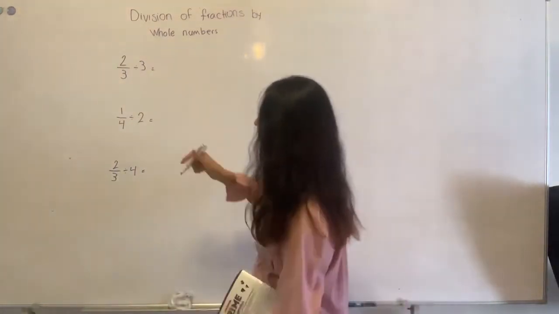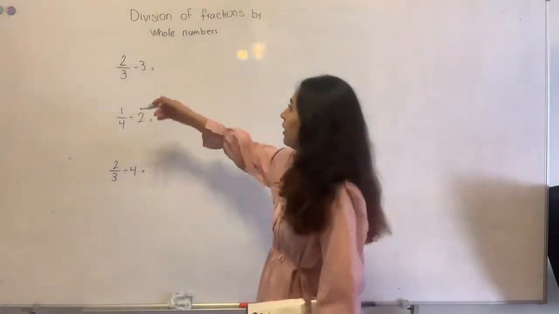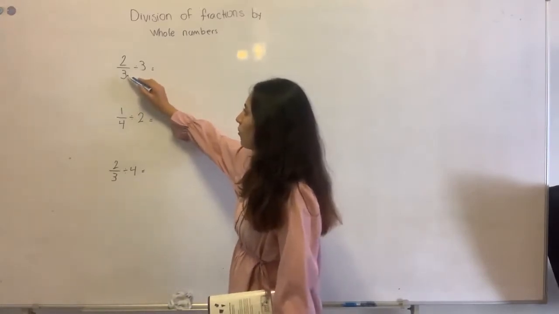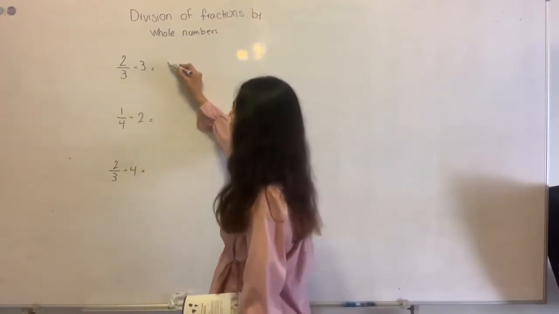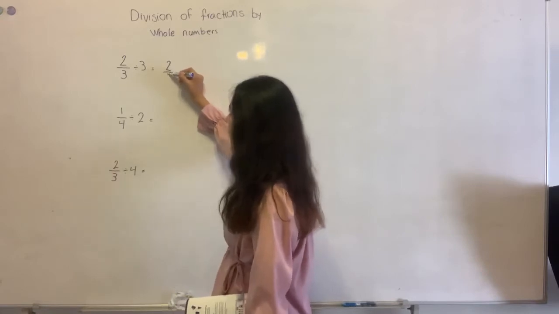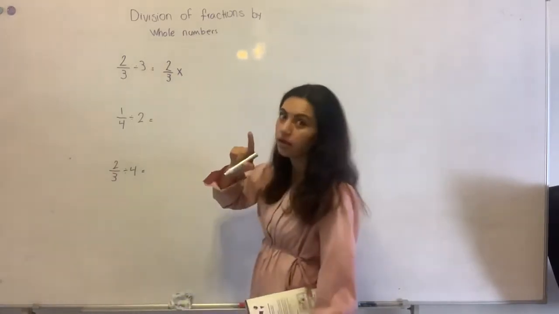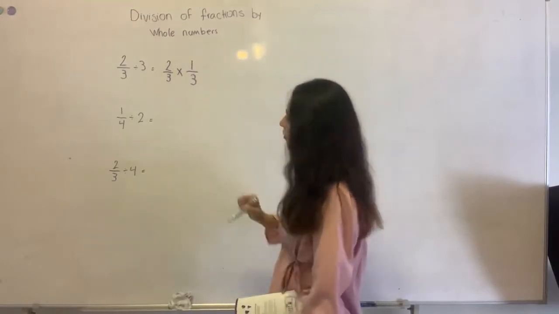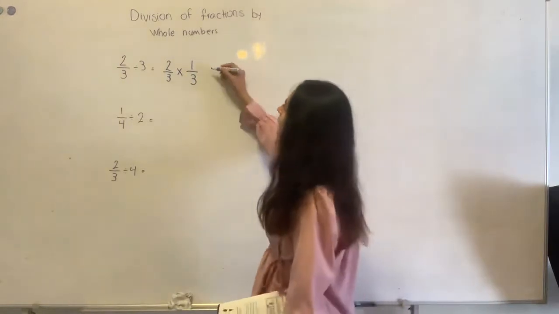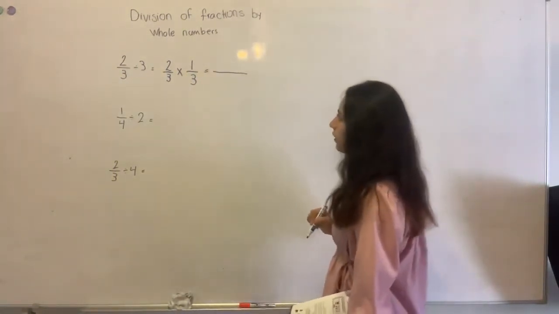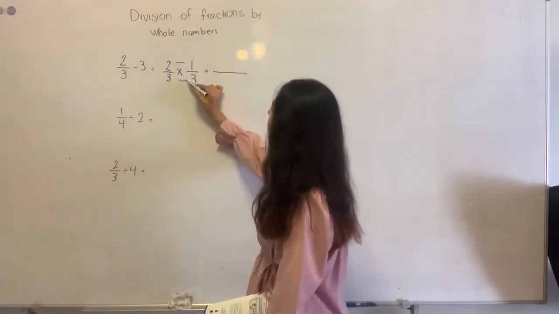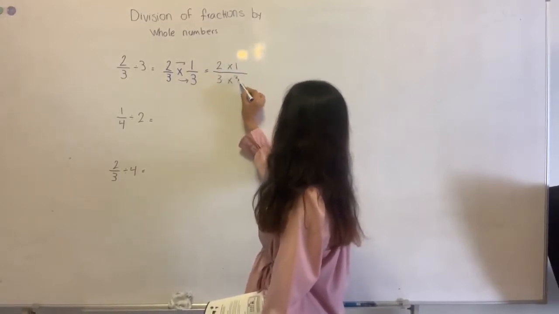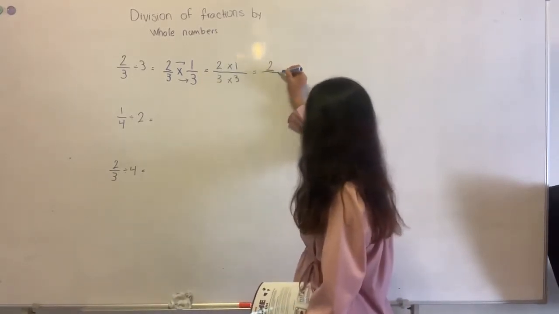So 2/3 we have, for example, divided by 3, okay? This one is a whole number, this one is a fraction. This is a proper fraction. The way we have to do the division, we write, pay attention, 2/3 times, we change the division to times, and we write 1/3, okay? And then we do our multiplication, which is before. 2 times 1, 3 times 3, which will be 2/9.